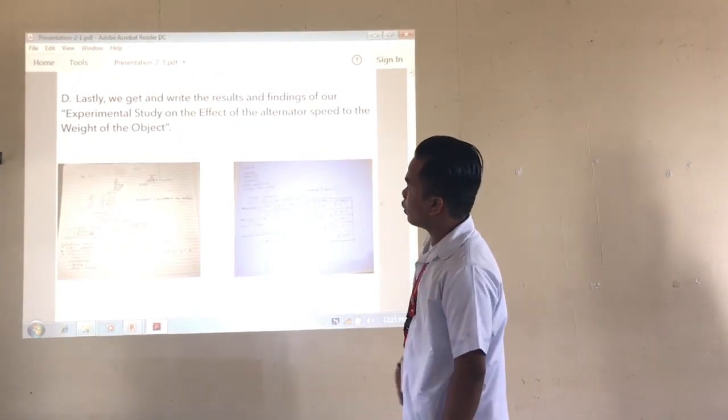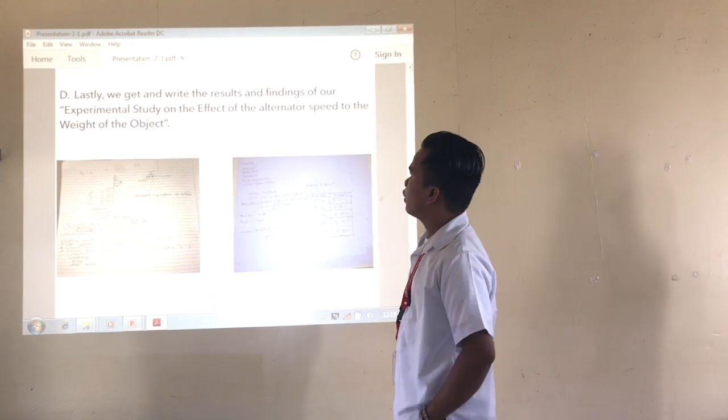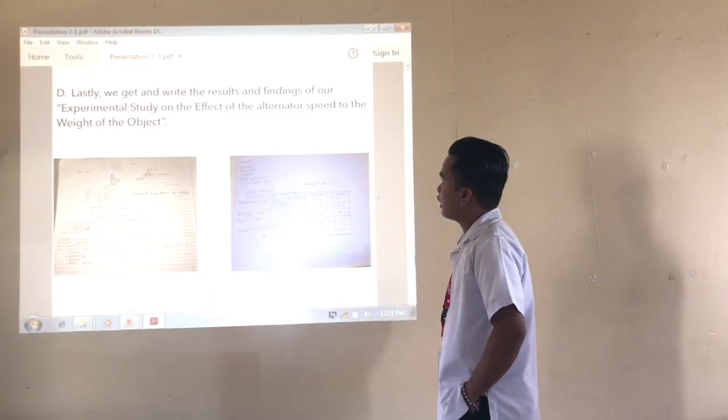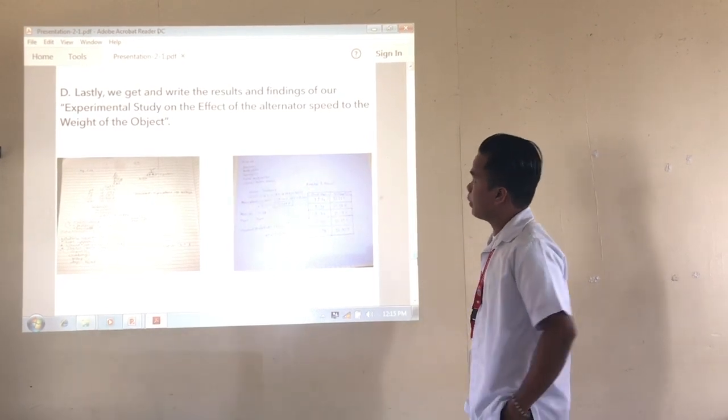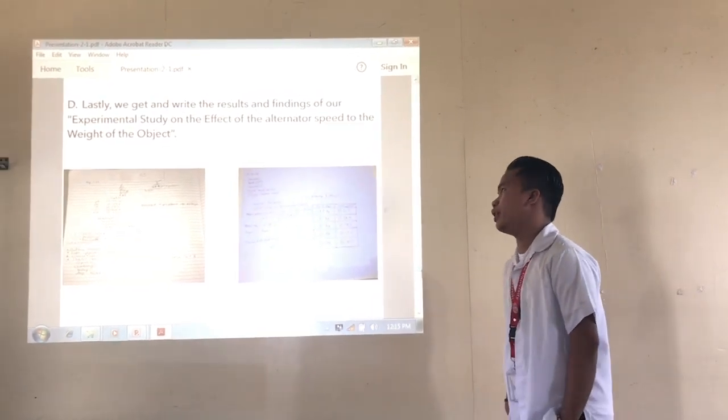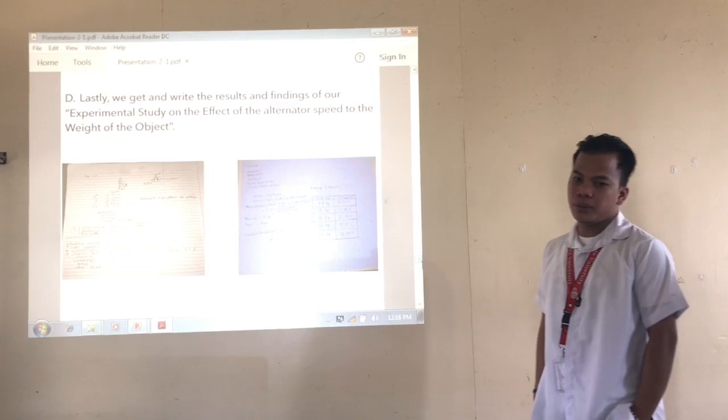Lastly, as you can see in the image, we get unread results and findings of our experiment entitled Experimental Study on the Effect of the Alternator Spin to the Weight of the Object.